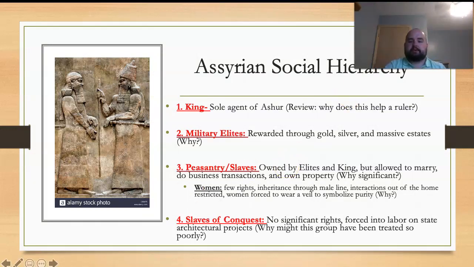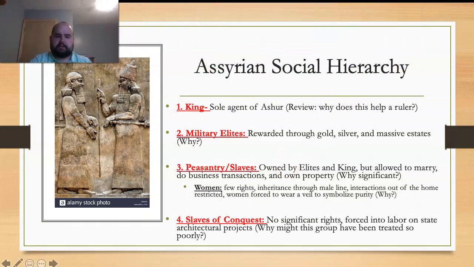A little bit about the social hierarchy as well. We'll go through this relatively quickly. But of course, like I said, you had the king at the top. He was the sole agent of Ashur, so this gave him authority. The military elites were heavily rewarded through gold, silver, and massive estates throughout the empire. Why would you want to keep them on your side? Right, yes, again, that one is also probably fairly obvious. If you're able to keep these military elites loyal, you don't have to worry about a military rebellion.